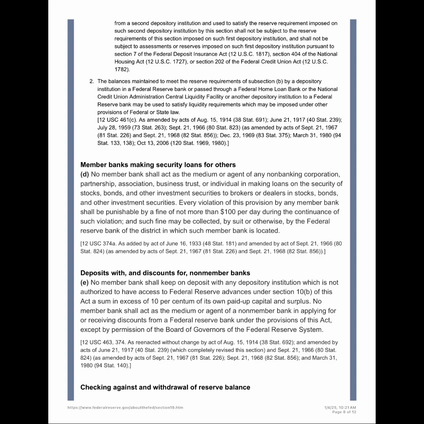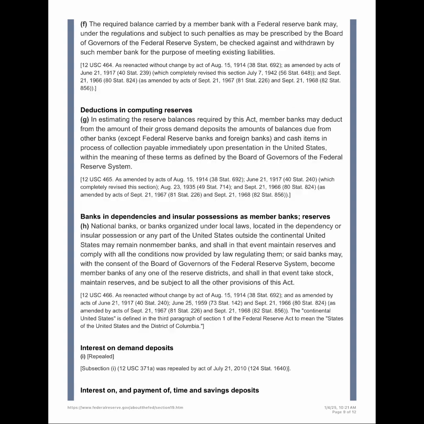Subsection G allows member banks to deduct certain items, like balances due from other banks and cash items in process of collection, from their gross demand deposits when calculating reserves. This is to avoid double counting and ensure accuracy. It's about refining the calculation to reflect the actual liquidity available to the bank. Exactly. It's a technical adjustment to ensure the reserve requirement accurately reflects the bank's available funds.